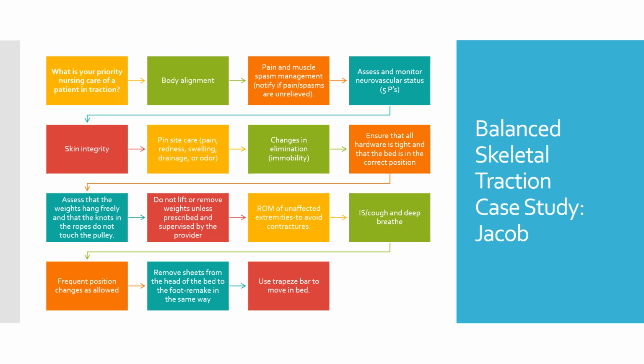Remove sheets from the head of the bed to the foot of the bed. So instead of making the bed from left to right, we'll do it from top to bottom. And we'll do that again like you've done in the past with the bed roll, but we'll only do it from the top down to the bottom. Remove the sheets that way and make the bed that way both. Use the trapeze bar to move in the bed, so that's hanging from the actual frame of the bed, so the patient can use that to lift themselves up in the bed if they need to.